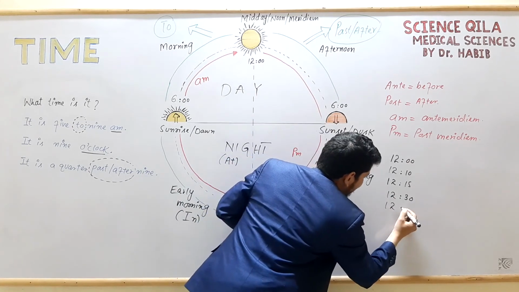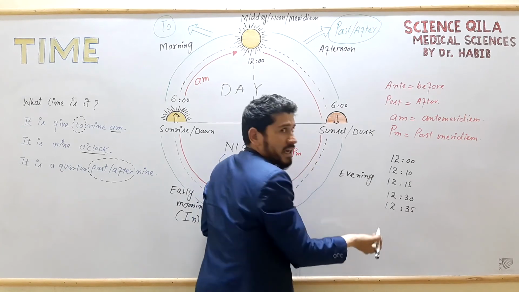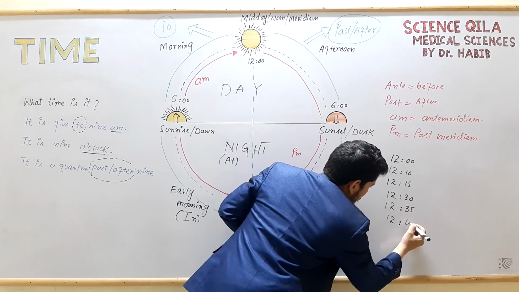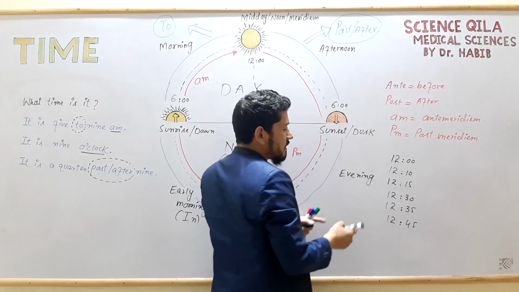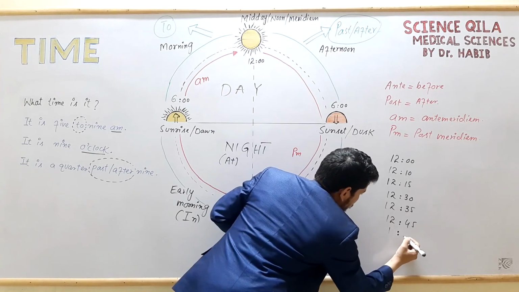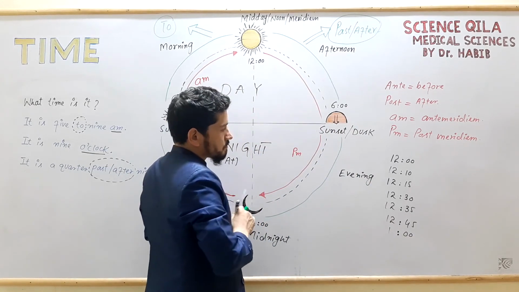Okay. What time is it right now? So it is 25 to 1. What time is it? It is 25 to 1. Okay. And what time is it now? So it is a quarter to 1. It is a quarter to 1. And here the last one, what time is it? So it is 1 o'clock.